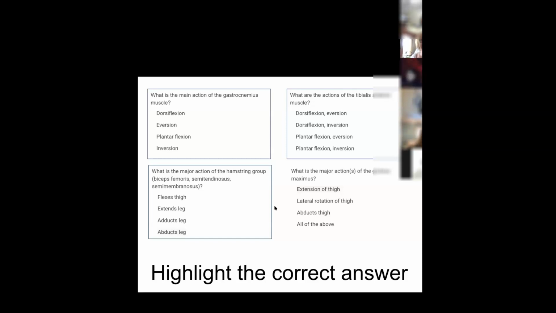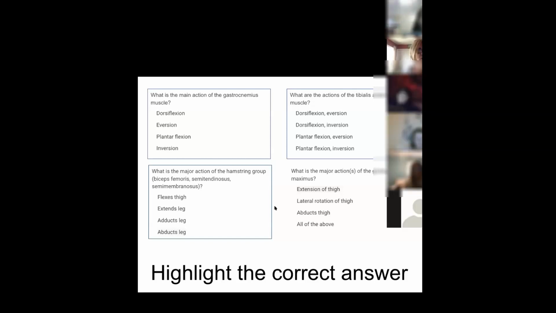So this is, what am I doing? Hamstrings. Can you see me? When I pull my hamstring, it's pulling on my fibula right there, so it brings my foot towards my butt. So that's going to be a flexion. And then we already did that one.